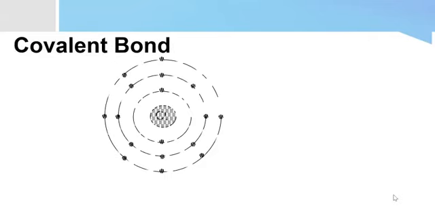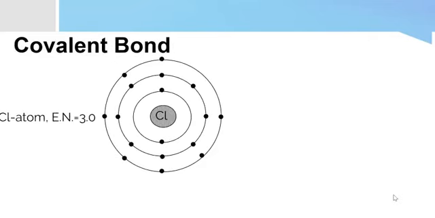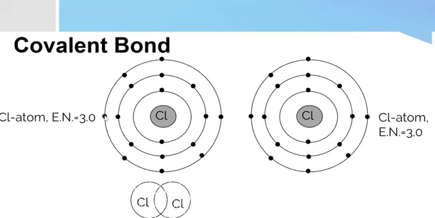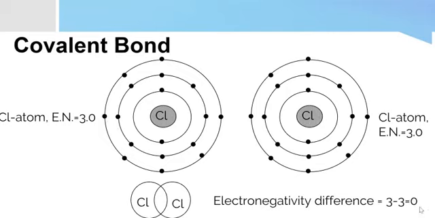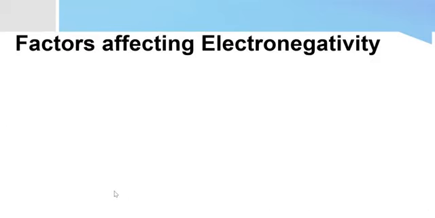When covalent bonds are formed, for example, let us take chlorine. The electronegativity is the same for them, so the electronegativity difference is 0. So it's either very less or 0.